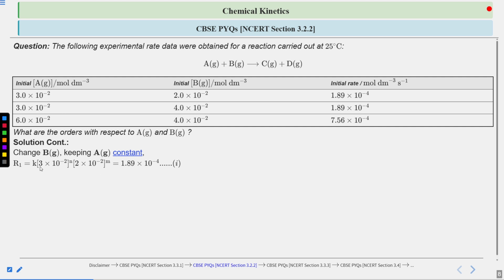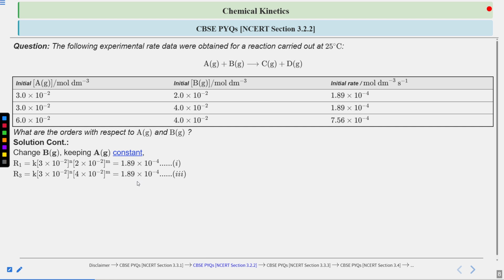So R1 is K times this, equal to 1.89 times 10 to the power minus 4, and we suppose it as the first equation. Similarly, R3 is K times (3 times 10 to the power minus 2) to the power n times (4 times 10 to the power minus 2) to the power m, because we double the B concentration. This is also 1.89 times 10 to the power minus 4. Let's suppose this is the third equation, using data from the second experiment.